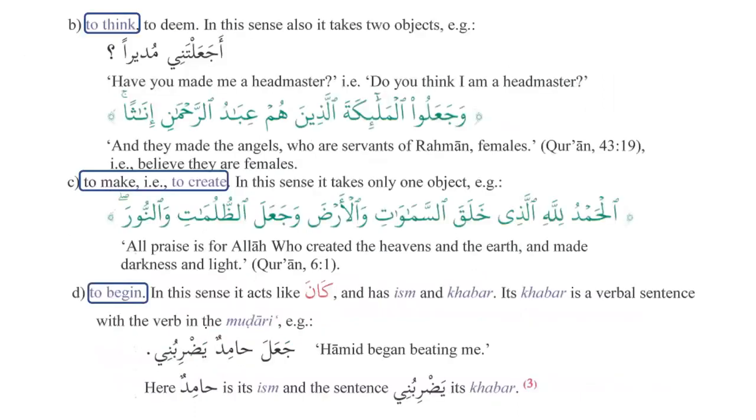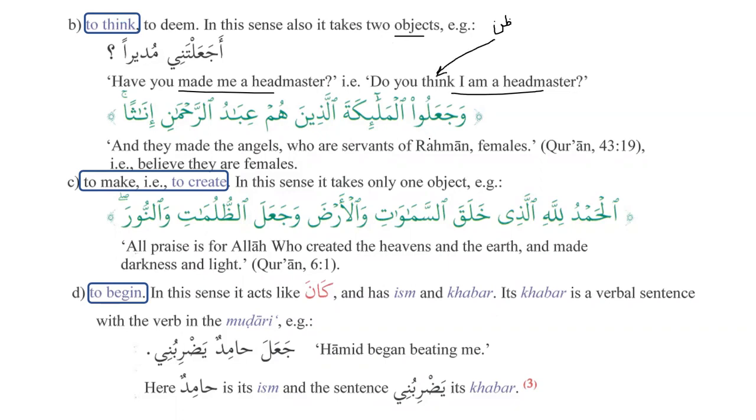Then we have it gives the meaning of to think. So in this case, it gives the meaning of dhanna. Dhanna, so to deem, in this sense it also takes two objects. Aj'altani mudiran, have you made me a headmaster? Do you think I am a headmaster? So the meaning will be, do you think I am a headmaster? And we know that dhanna also means to think as well.